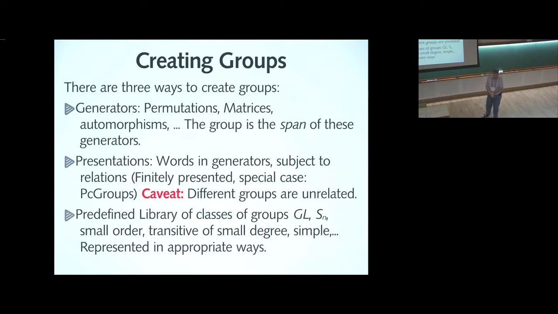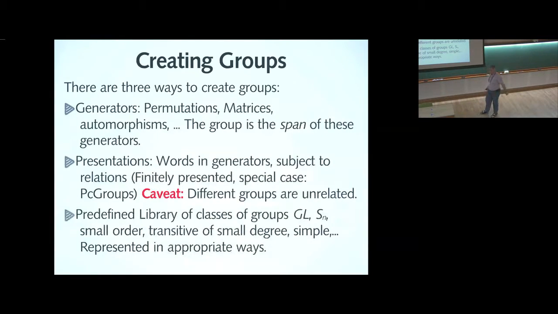Okay, so to create groups, I've shown you already examples, but in general, there are basically three ways how you can get a group into GAP. The first is you can give the group by generators, by giving elements which can be multiplied and can be inverted, and the group is simply the group generated by these elements, the set of all finite products of these elements and their inverses. Permutations, matrices, automorphisms, and the group is the span of these generators.